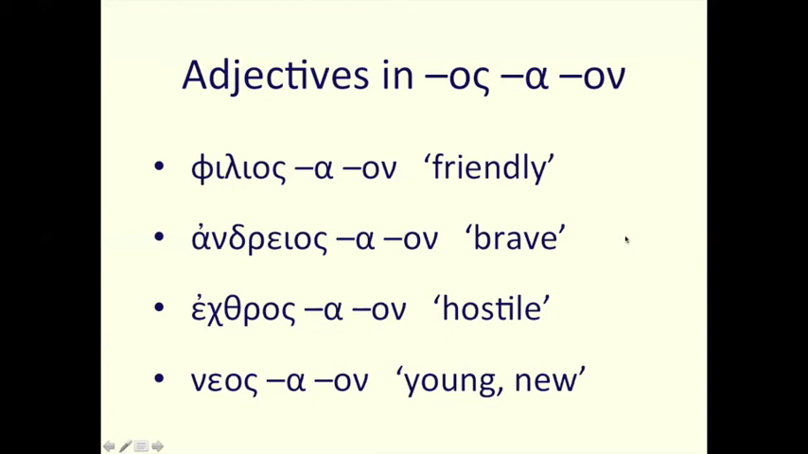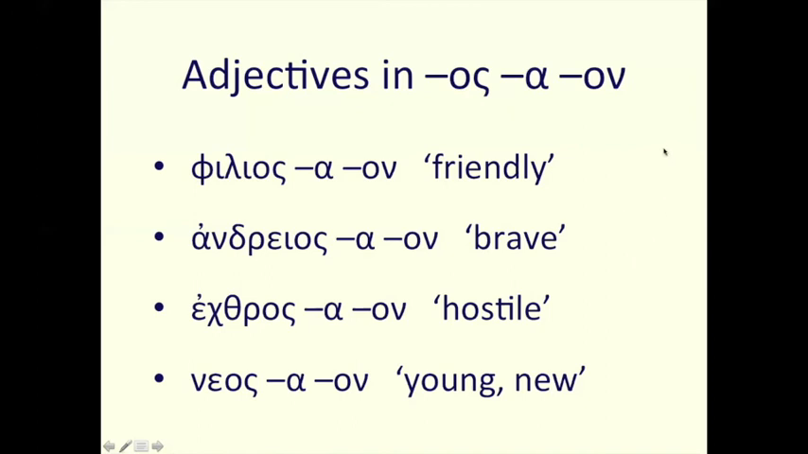What's going on with these is exactly the same thing that happens with certain group 1 or first declension nouns like chora, land, and sophia, wisdom. The rule is that if the stem of the noun or adjective ends in epsilon, iota, or rho, you will usually get an alpha after it rather than an eta. So rather than saying philie for the feminine, you say philia. The good news is this only affects the feminine singular. All the other forms remain exactly the same as what we've met so far.